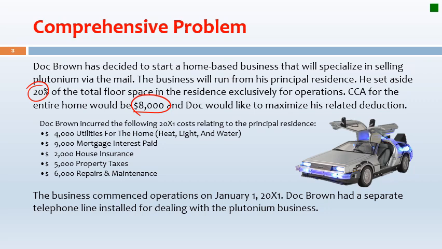During the year in question, he's got a bunch of expenses that relate to his principal residence. Some utilities, mortgage interest, house insurance, property tax, repairs and maintenance. We're probably looking at least a calculation of home office expenses here. Most of these things look deductible. The business starts on January the 1st of this year. And we see here that Doc has a separate telephone line installed for dealing specifically with his new plutonium business.